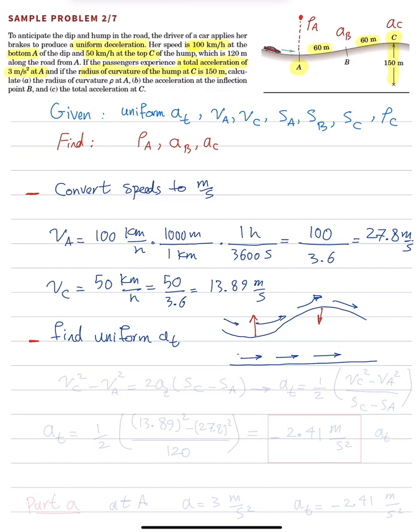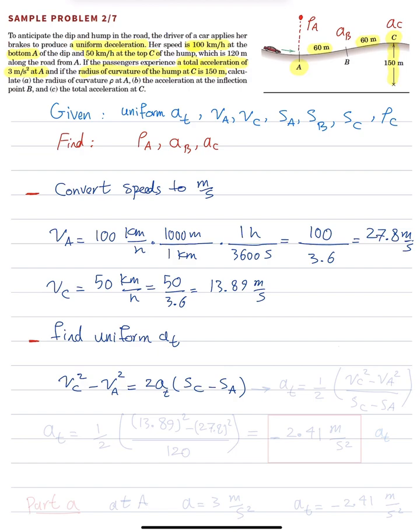So if we know the speed at 2 points and we know the distance between them, can we find the acceleration? If you look at the formula sheet for the exam, then v squared of the end point minus v squared of the initial point is 2 times acceleration, which is AT in this case, times sC minus sA.